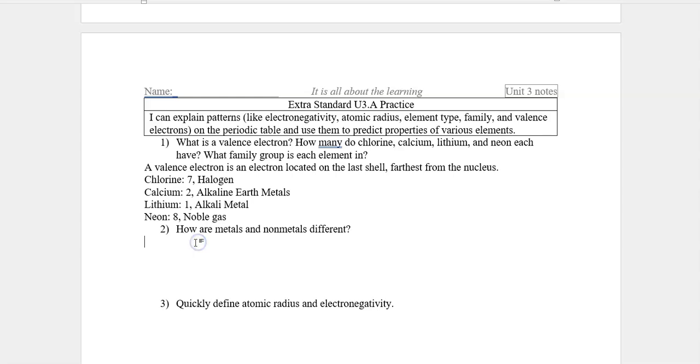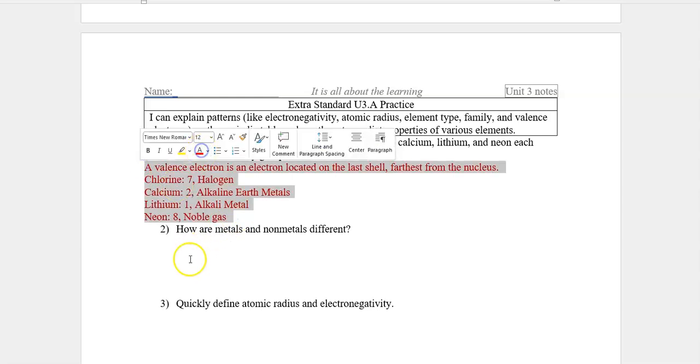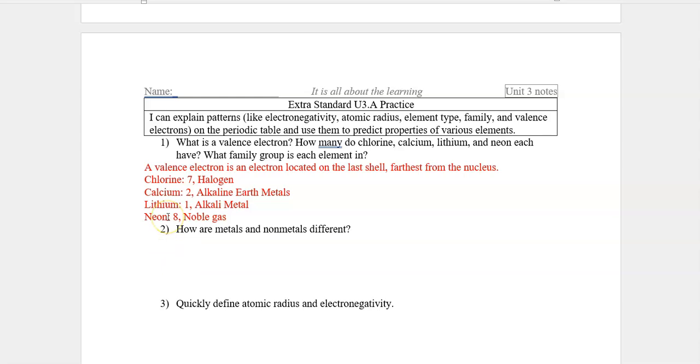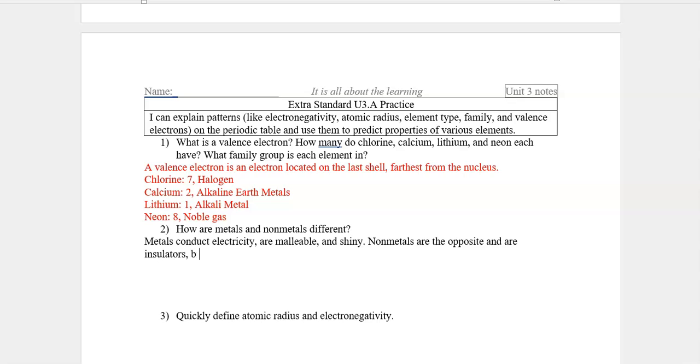How are metals and nonmetals different? Oh, let's make this red. Doesn't really matter. Metals conduct electricity, are malleable, and shiny. Nonmetals are the opposite and are insulators, brittle, and dull.